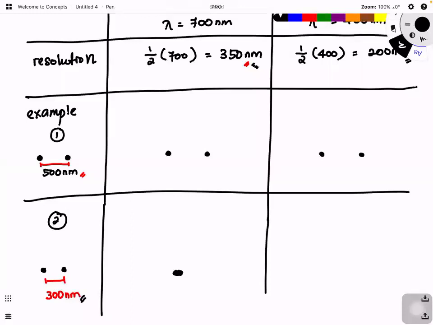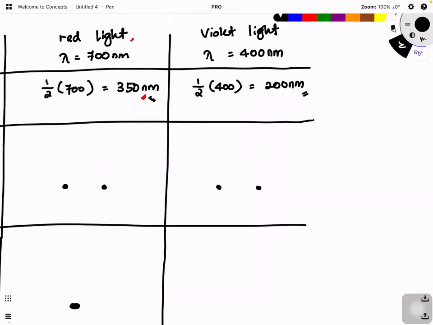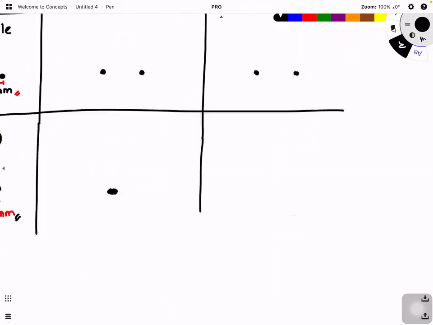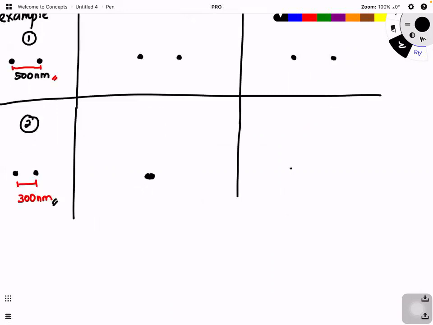Why? If you compare to the violet light, which is 200, the shortest distance I can resolve is 200. Anything more than 200, I will be able to see as 2 points. Can you see that? I can see 2 points. So this one has better resolution. Now, third scenario.